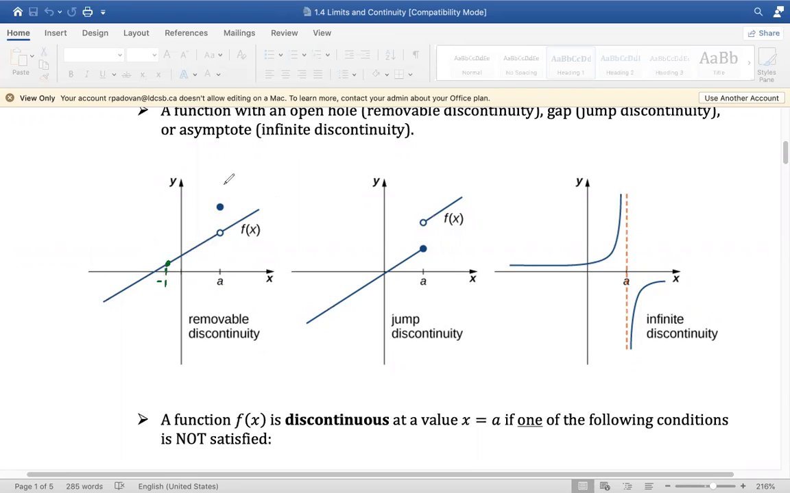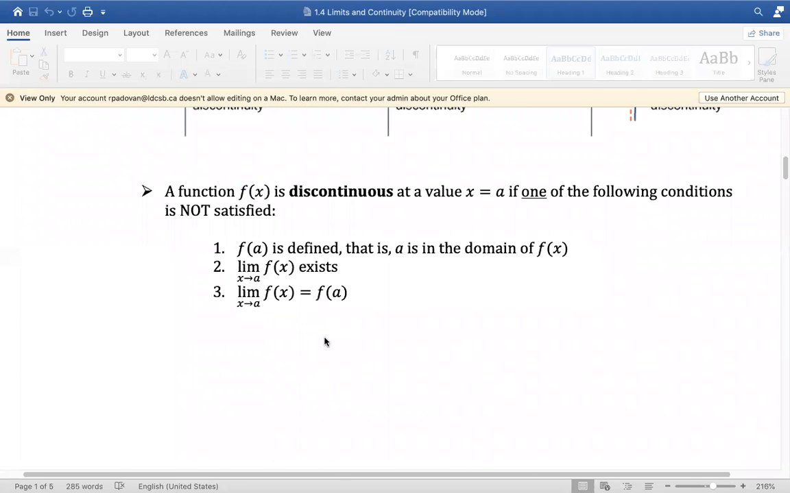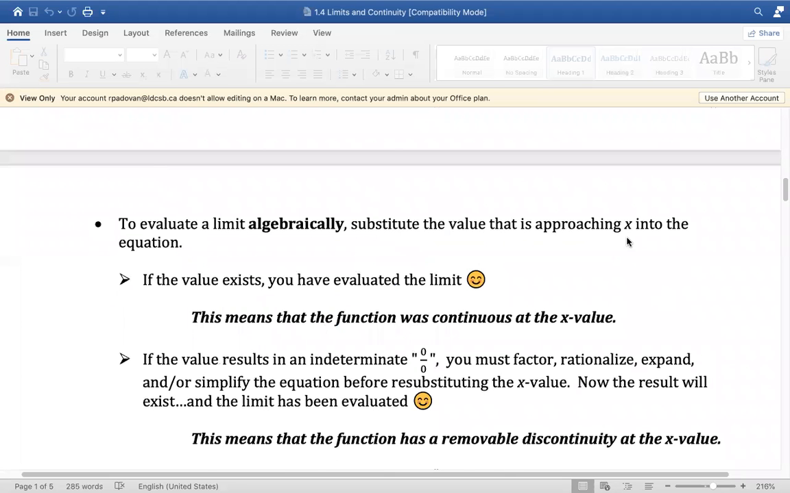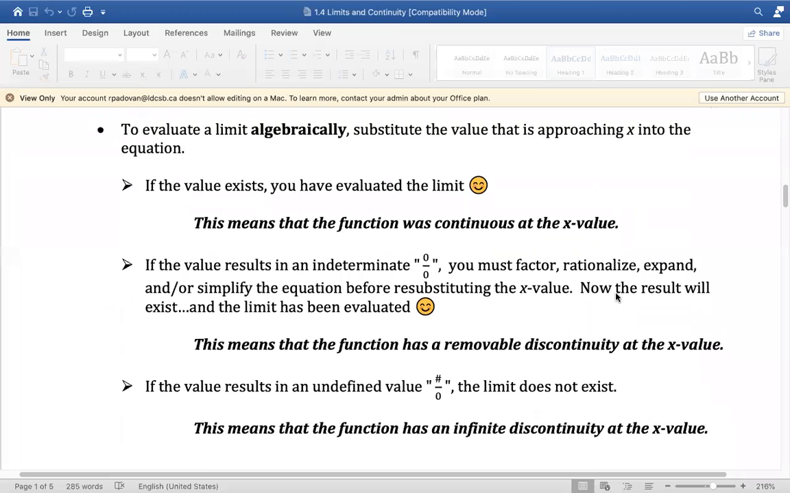So if I were to sub in a value at that moment in time, at that value, it would be continuous by substituting the value that is approaching x. Then I've evaluated the limit. This means that the function was continuous, but again, only at that x value is what we're saying.